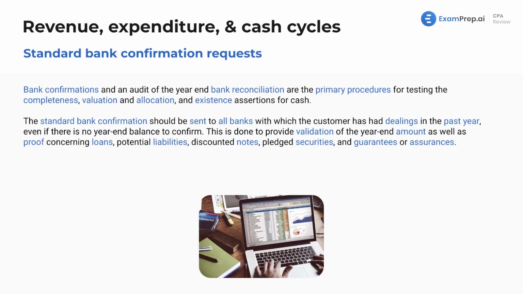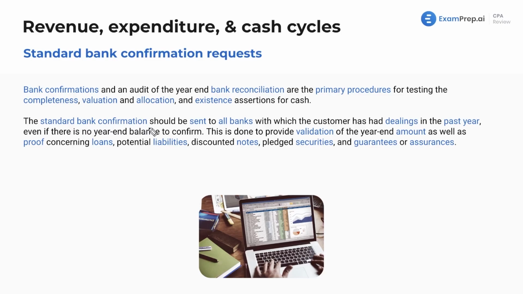Standard bank confirmation requests. We talked about this obviously as a very important audit procedure. Now let's talk about specifics of it. Bank confirmations and an audit of the year-end bank rec are the primary procedures for testing the completeness, valuation, allocation, and existence assertions for cash. Remember, it's pretty much everything except cutoff, right? Doing these two things is the way you'll test most assertions for cash.